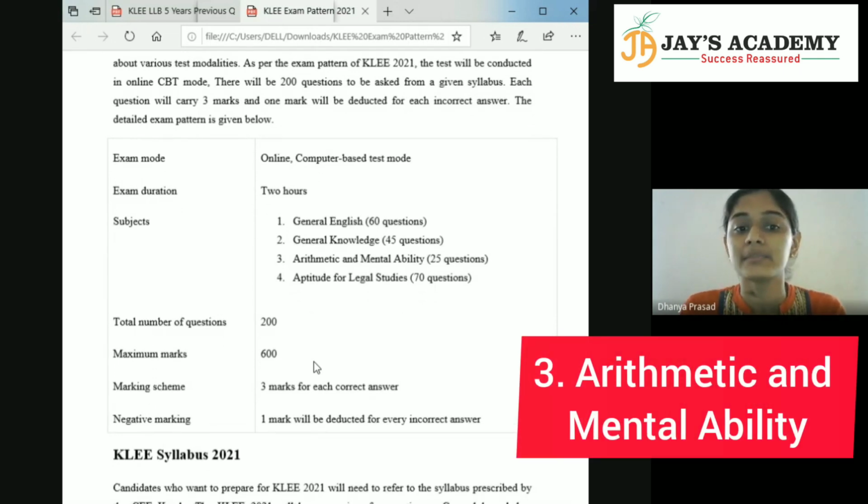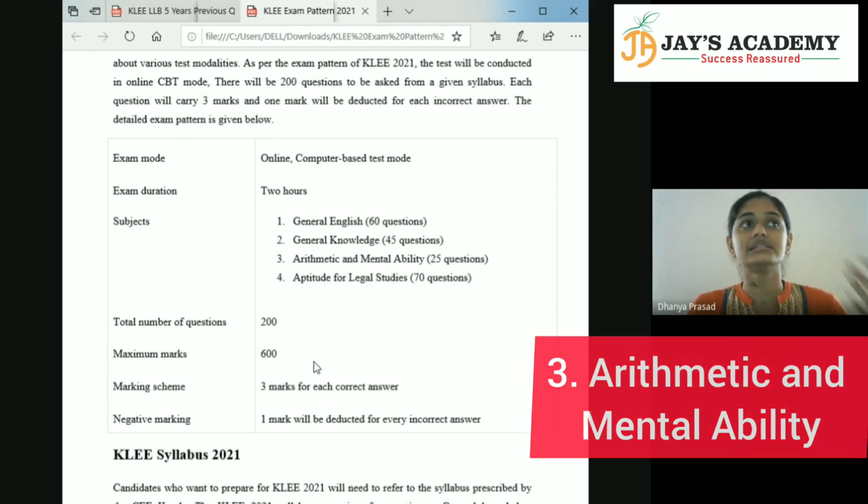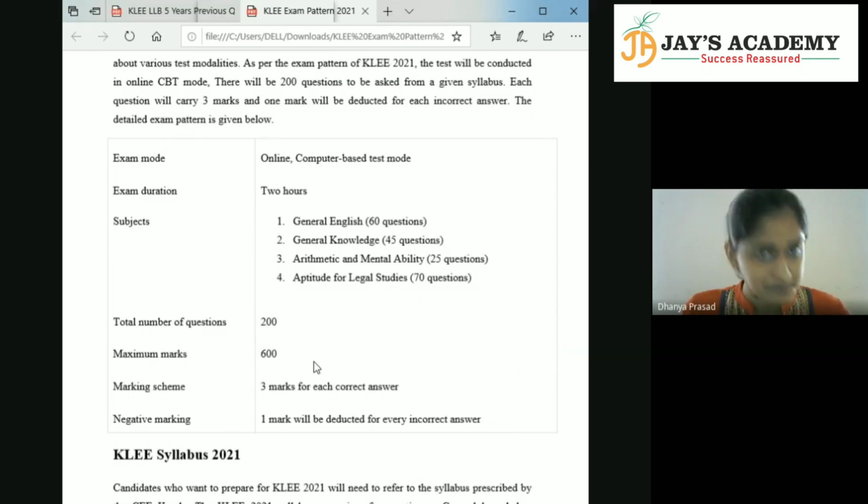Now coming to arithmetic and mental ability, this is your logical reasoning. Okay, you will have different kinds of logical reasoning, different categories of questions that will test your logic as well as your analytical ability, right? You'll have about 25 questions for that. For general English, there are about 60 questions. GK has about 45 questions.